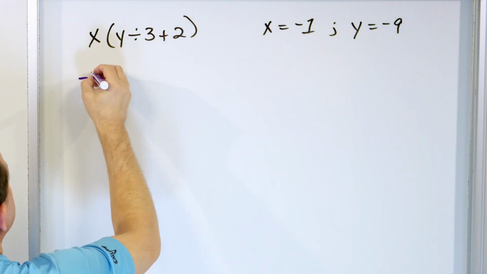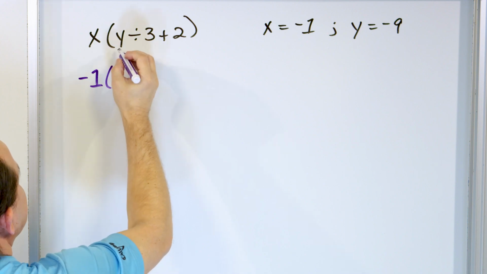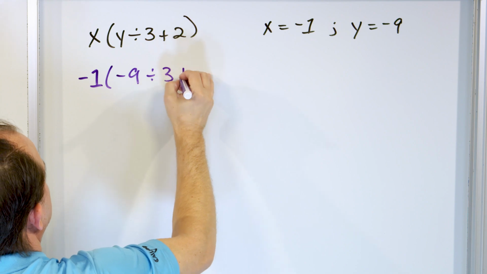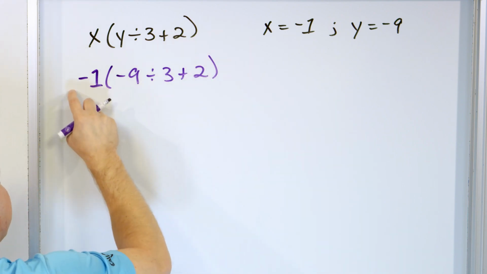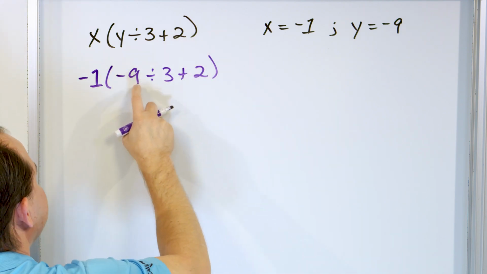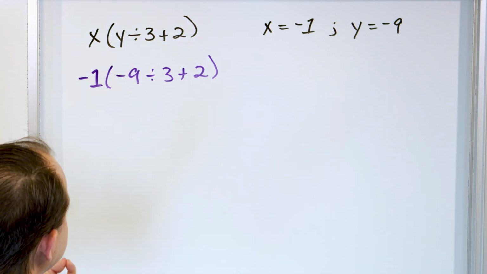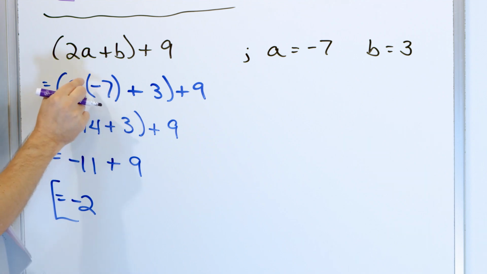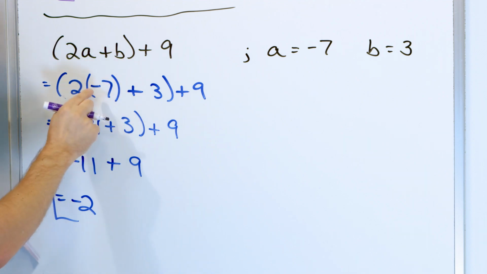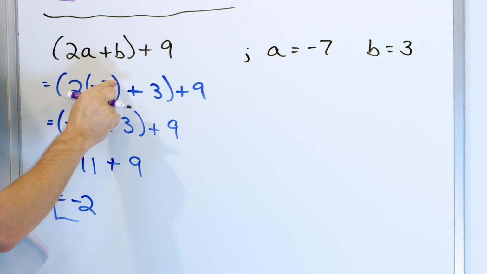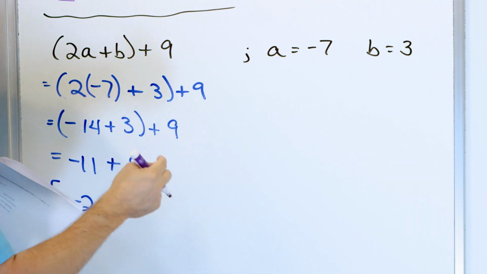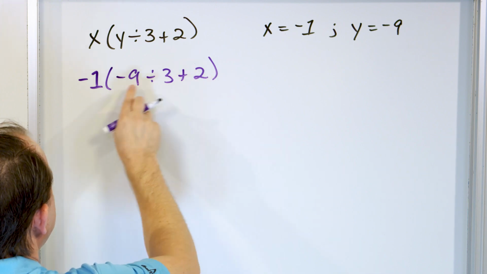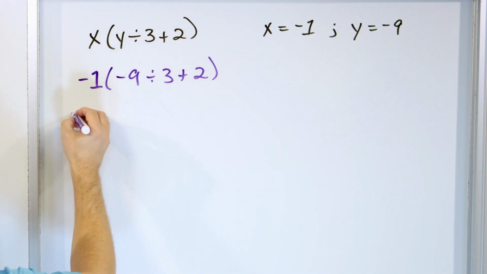X is negative 1, right? And on the inside, y is negative 9. Now, if you wanted to, I could put parentheses around the negative 1. I could also put parentheses around the negative 9. But in this case, it doesn't help with readability too much. Usually, you want to wrap it in parentheses when, if you didn't do that, it would look like something else. If you didn't put parentheses, it would look like 2 minus 7. But here, it is clear that this is negative 9 divided by 3 plus 2, and then this is also clear as well. So I don't feel the need to do that.